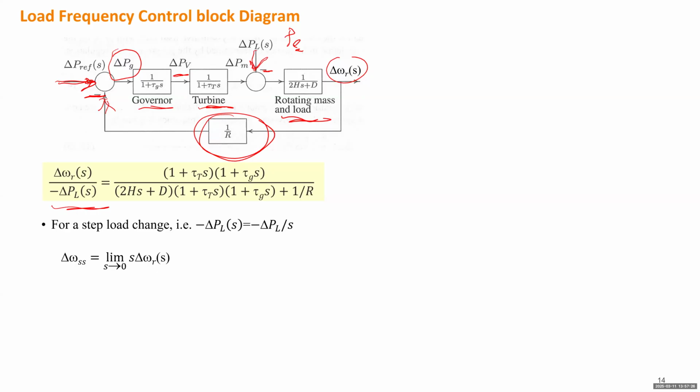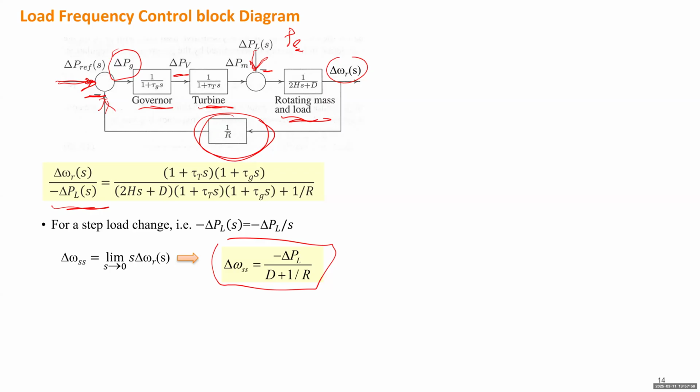We also derive the steady state frequency due to a step change on the load, which can be estimated by this one if we consider the final steady state value of the frequency. So delta PL is the change on the load, divided by two items. One is D, the other is 1 over R. So the size of the denominator will affect how much the frequency is going to change.